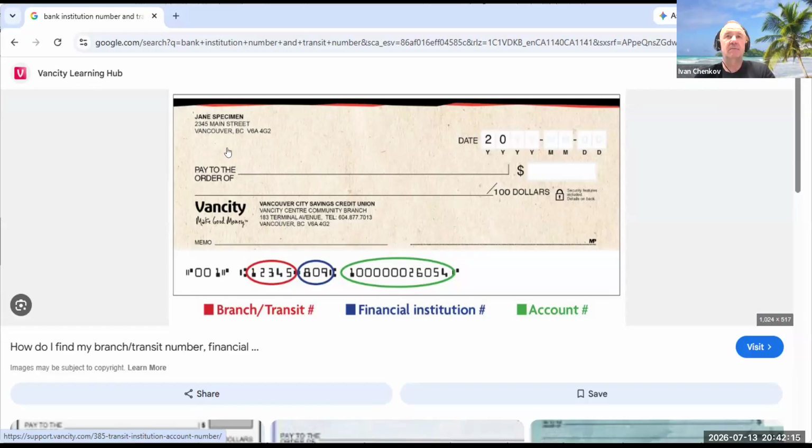Memo, if you want to write something to the person who receives the check, and that's the place of the signature. Then you're going to see, the first one is the number of the check, 001. This check doesn't have a number, but it represents 001. Next one is the bank transit number. Second number is 3 digits, the bank institution number. And the last one is the account number.